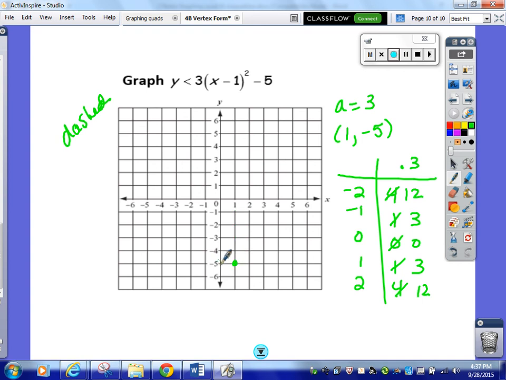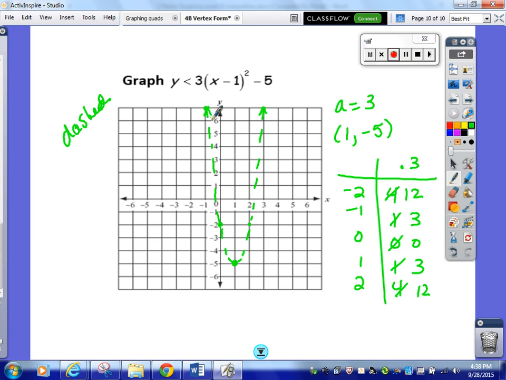All right, so we're going to go left 2, up 12. All right, left 1, up 3. 0, 0, right 1, up 3, and right 2, up 12. All right, it's dashed. And it's a curve, not a V, okay? Make sure these shapes are a U each time. So a quadratic shape is always a U.